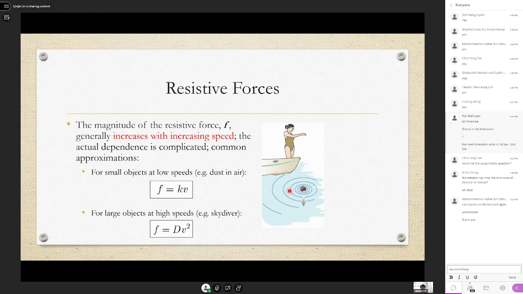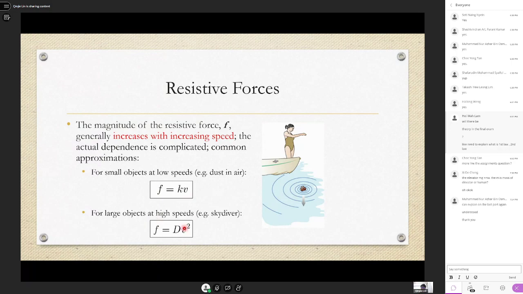For small objects moving at low speeds, we will have F proportional to v. k is a constant. So the resistive force is proportional to velocity, it is proportional to speed.